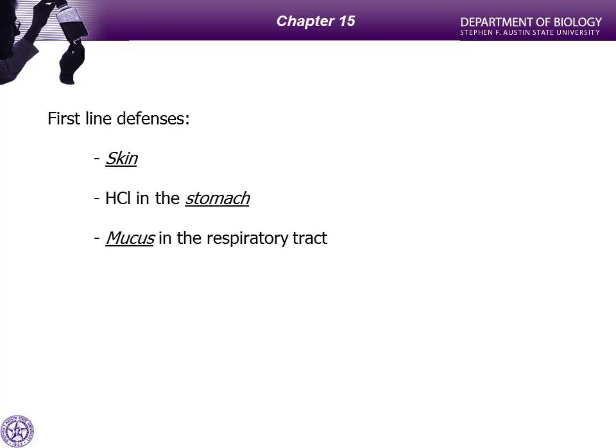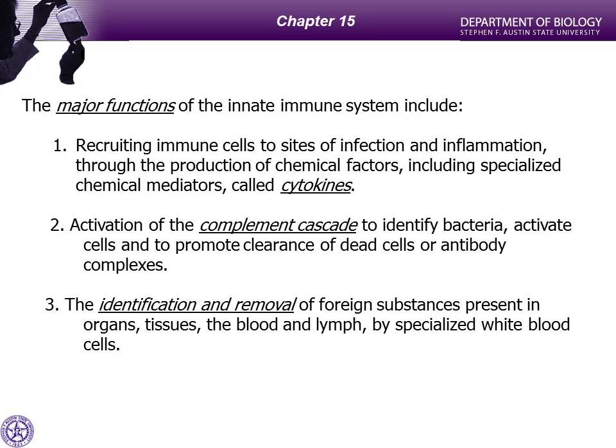So we see that in a non-specific way, these immune system cells are going to specialize in not only the removal of some of these pathogens, but also in the production of these chemical signalers called cytokines.